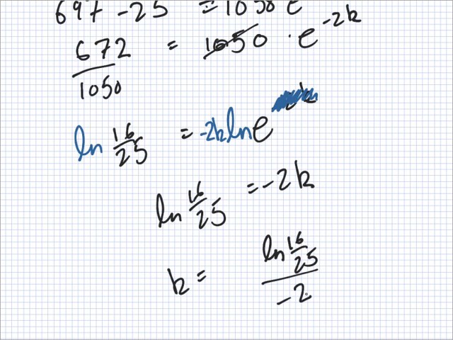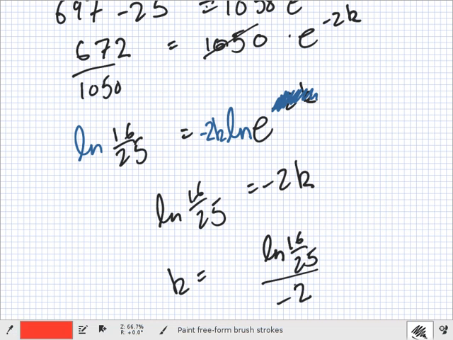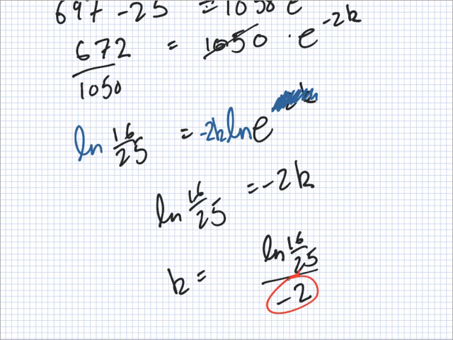But there's a problem. They said they want the answer like this. They want the answer as ln a over b. And I don't have this. I have ln a over b over c. And they don't want the answer like this. So there's a little problem we have to fix. I need to do something about this minus 2, because I don't want the minus 2 there.